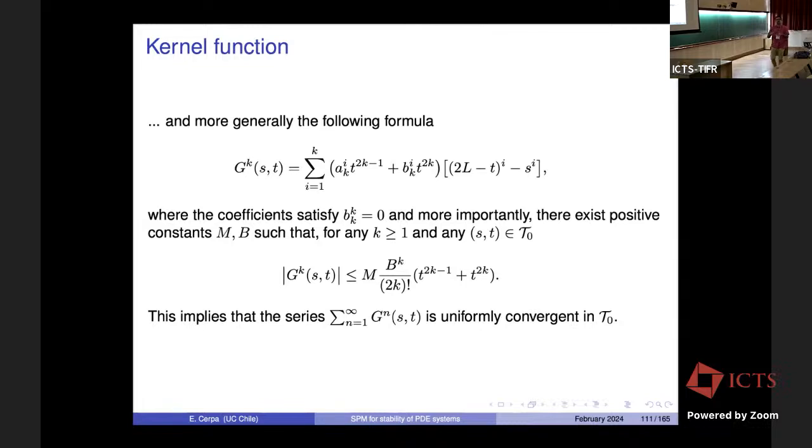Remember that you were trying to prove that G, written as the series of all the G's, is your solution. So for any of these G, you can find this formula. And moreover, you can prove that these coefficients look like this, so they have some good converging properties in order to continue. Of course, the nice implication is that the series of this G_n function is uniformly convergent in your domain.